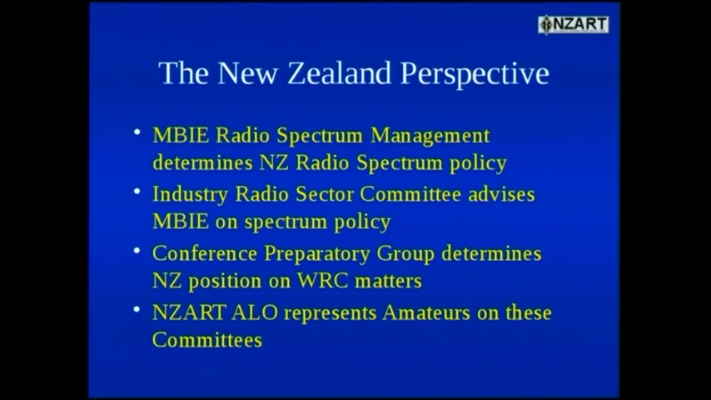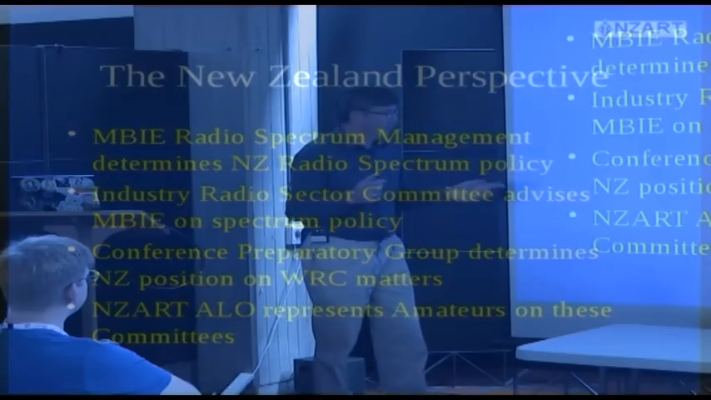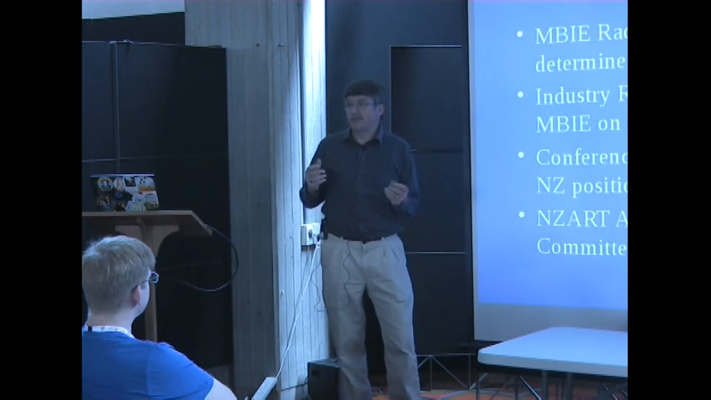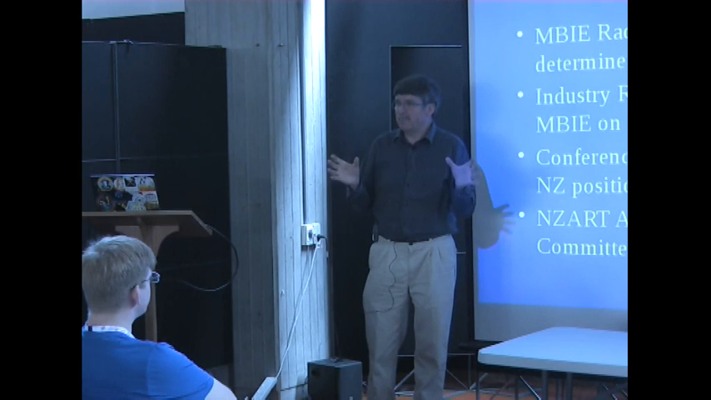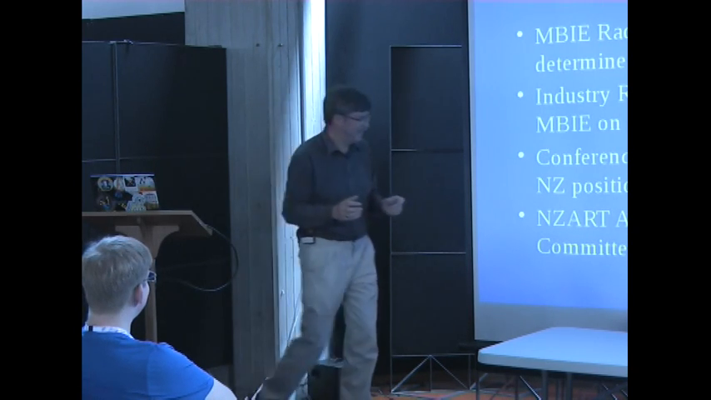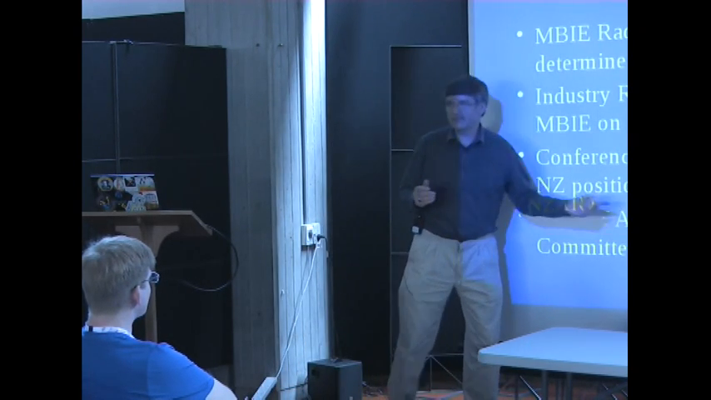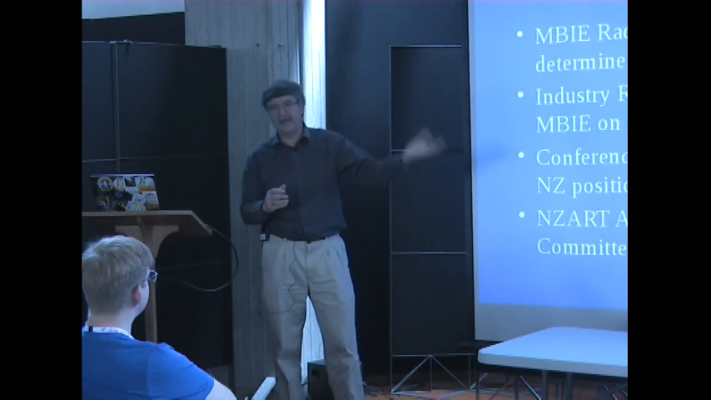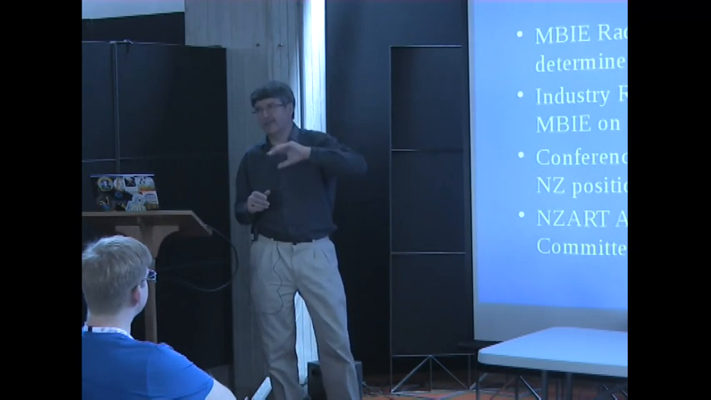The ALO, the Administration Liaison Officer, which is what I am, has the job of representing the amateurs to the government. So my job, well, there's two ways of looking at it. Really, I'm there to be blamed if we lose any amateur bands. Not in the evil position. So that's my role, to act as that interface between the amateurs and the government.